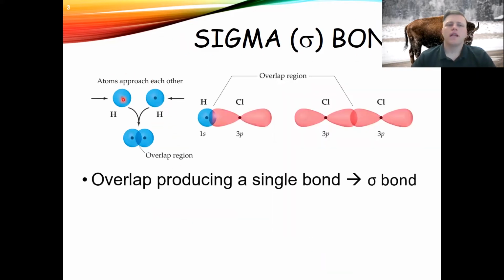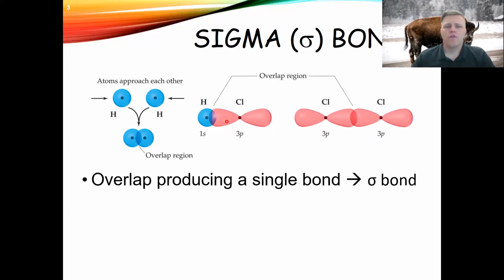So this overlap can happen between two s orbitals, such as in H2. It can occur between an s orbital and a p orbital, like what happens in HCl, or it can happen between two p orbitals, such as in Cl2. And of course, these are all just diatomic molecules, but this is thought of as what's going on in other molecules as well.